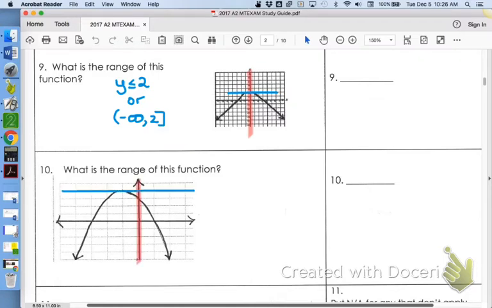The same thing for this one. Our highest point here is at this bar. I believe that's at 4. So y is less than or equal to 4. And in the interval notation, again, you always put the lower number on the left. So since -infinity is lower than 4, we're going to do that. We're going to use the bracket because that point doesn't have a hole in it. All right?